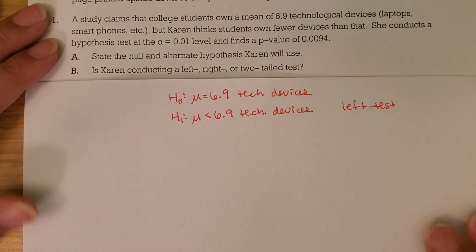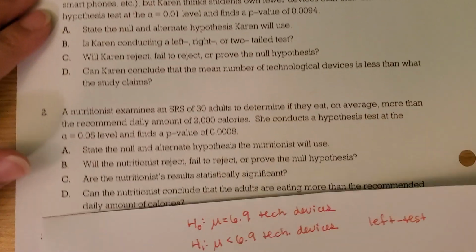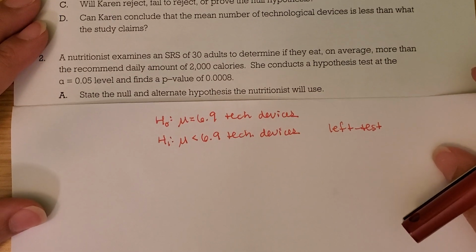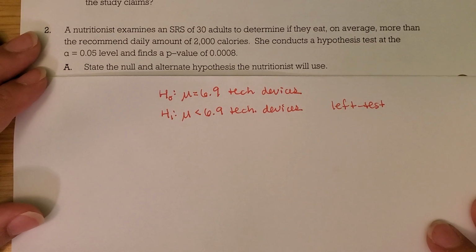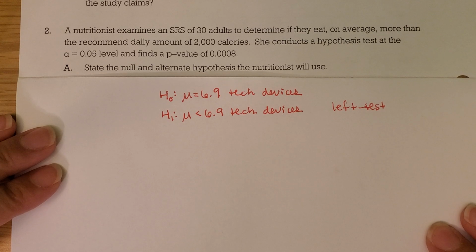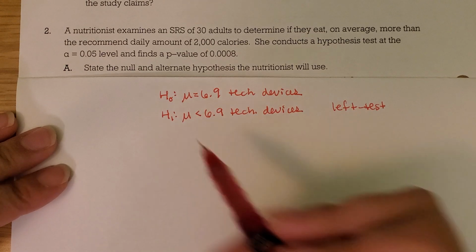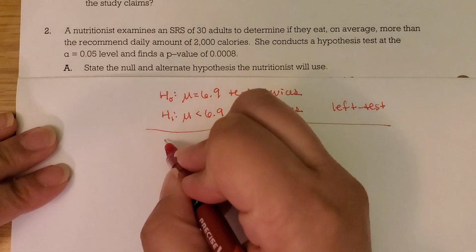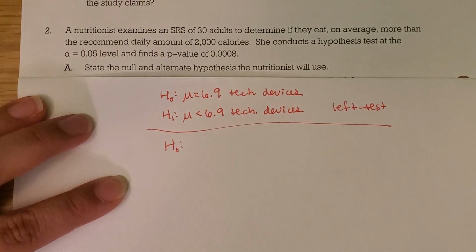All right, so let's go ahead and look at another example just to practice this. So here in question 2, it says, a nutritionist examines a simple random sample of 30 adults to determine if they eat, on average, more than the recommended daily amount of 2,000 calories. And then the rest of this we haven't talked about yet, so I'm not going to worry about it. We just want to state the null and the alternate hypothesis. So for the null hypothesis, you want to think about what is the claim or what is the statement that the nutritionist is contesting.